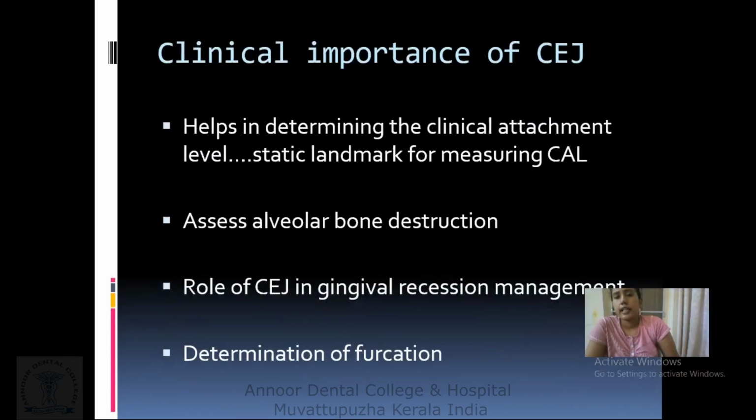Now, the clinical importance of the cemento-enamel junction. It is a static landmark for measuring the clinical attachment levels, and it helps in assessing the alveolar bone destruction, and it helps in the determination of furcation. It also serves as a landmark in cases of gingival recession. If we can identify the cemento-enamel junction, then it helps in gingival recession management too.